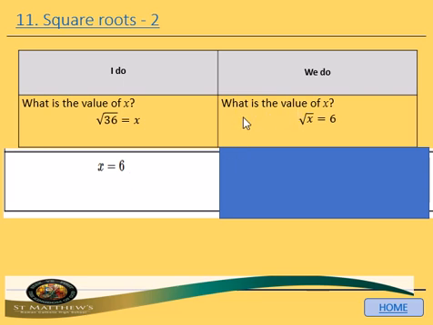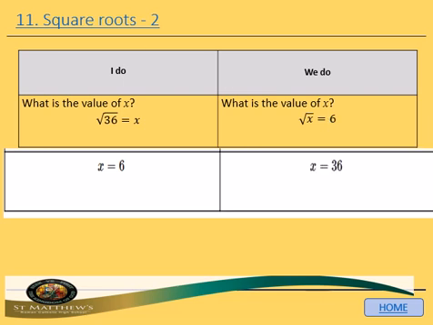The next one's a bit different for the we do. It says the square root of x equals 6. What number square rooted equals 6? Who can tell me? Write in your books. So of course for the we do, square root of something equals 6. Well, I already know that the square root of 36 equals 6. 6 squared equals 36. Square root of 36 equals 6. Give yourself a tick in green pen if you got it right. Put it right if you didn't.